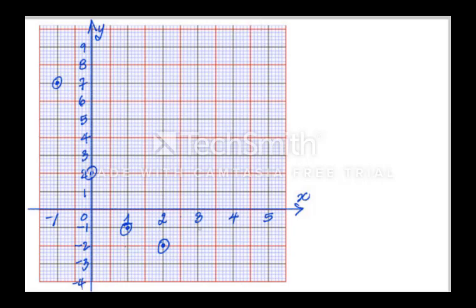I'm guessing the next point would be 3, 1, which is here. Then 4, 2, which would be here. And lastly, 5, 7. So that's 5 vertical, 7 horizontal. That will be here. 5 vertical, 7 horizontal.